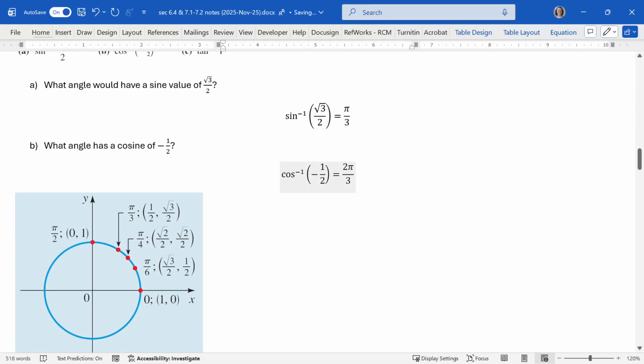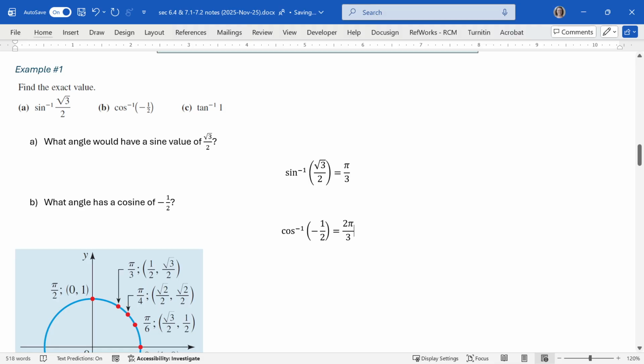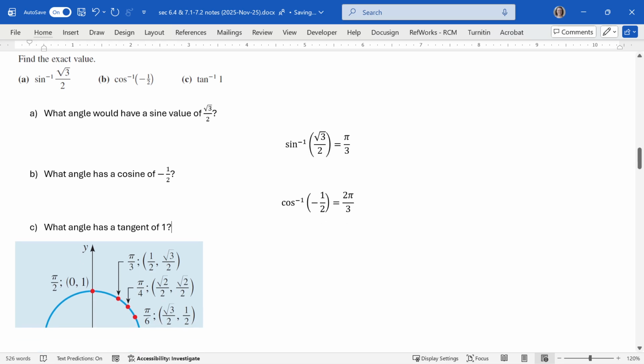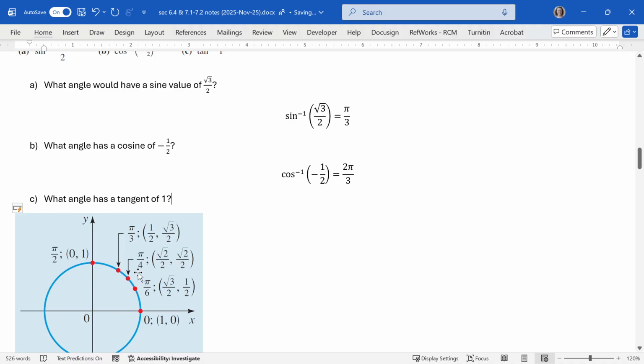Okay. And let's see, the last one here. So this is asking us what angle has a tangent of 1. Remember that tangent is y over x, so it is actually the slope of the little segment that comes from the origin and touches the unit circle. Slope, angle, segment. Gosh, I can't spell today.